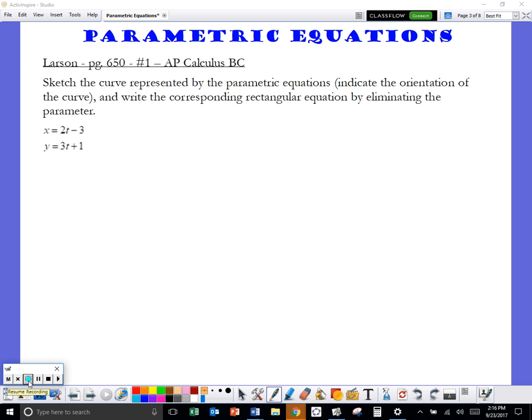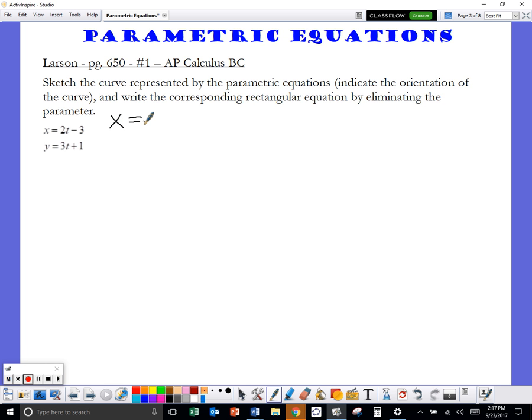Okay, this problem is problem number 1 on page 650 out of the big L, Larson. And again, we're going to sketch the curve represented by the parametric equations and write the corresponding rectangular equation by eliminating the parameter. Here they kind of want us to do it in reverse order, but it doesn't really matter. We're going to do the same as before. Let us solve for t. And I hope after doing these 3 problems that by exhaustion, we kind of get what's going on with linear equations that are parametrized.